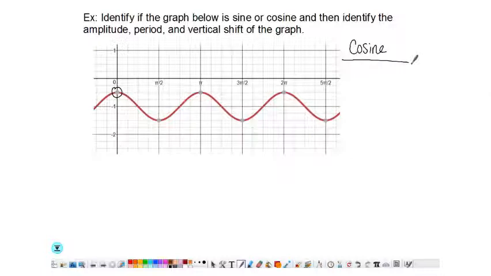Okay, so again, let's draw our midline on. If you can visualize it, that's great. It looks to me like we are right here at our midline. So when I draw my midline, we are down at -1. So our vertical shift is -1.